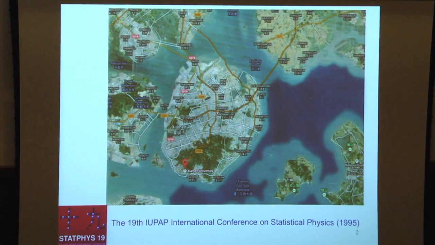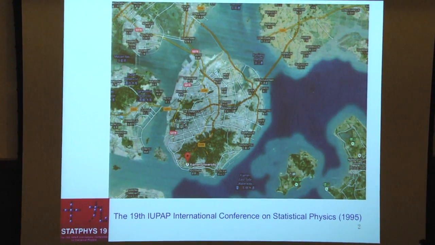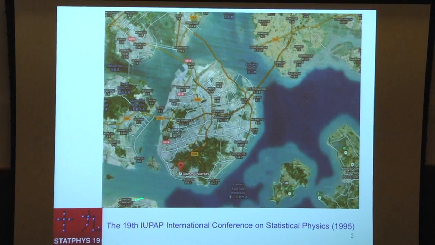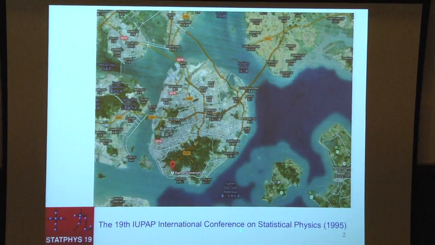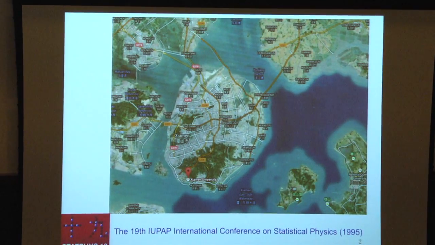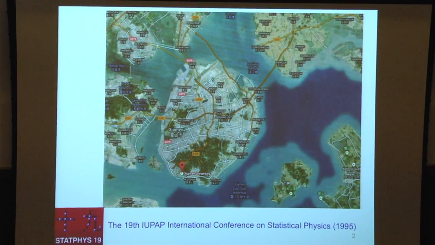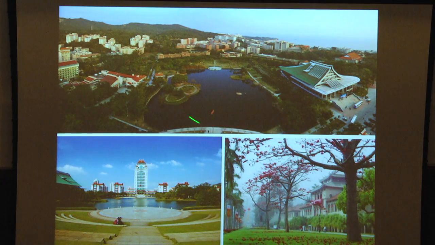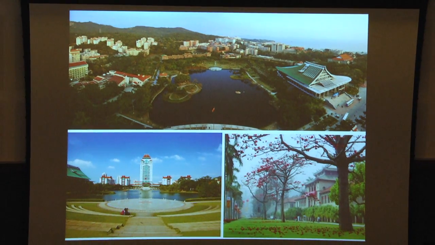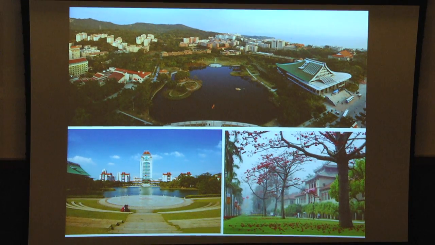So Xiamen City is a port city located at the southeast coast of China. And Xiamen University is located on the island of Xiamen. And actually, the 19th International Conference on Statistical Physics was held here in 1995, 2 years ago. I know some of you participated in the conference at that time. So here's our campus. It's half surrounded by mountain and half surrounded by the sea. So actually, it's a very beautiful campus. And for old friends and new friends here, welcome to Xiamen.